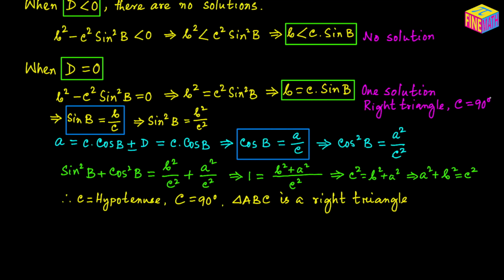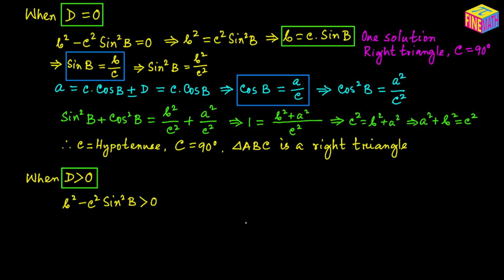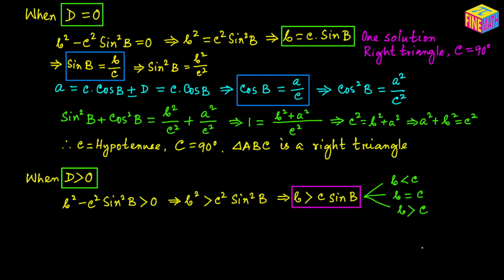Next we are going to talk about the scenario where the discriminant is greater than 0. When the discriminant is greater than 0, obviously the quantity inside the square root, which is b squared minus c squared times sine squared b, is greater than 0. And from here we can say b squared is greater than c squared times sine squared b. If we take the square root on both sides, we can say b is greater than c times sine of b. And when b is greater than c times sine of b, that gives us three possible situations again. And what are those situations? Well, b could be less than c, b could be equal to c, or b could be greater than c. Now we are going to analyze each of these situations.